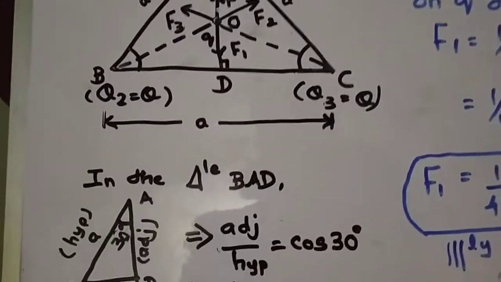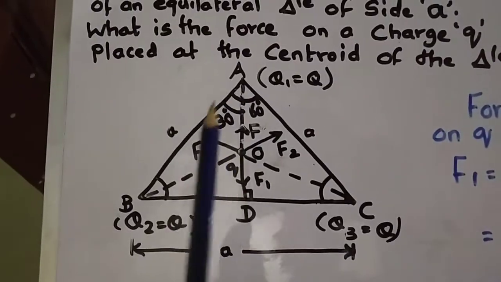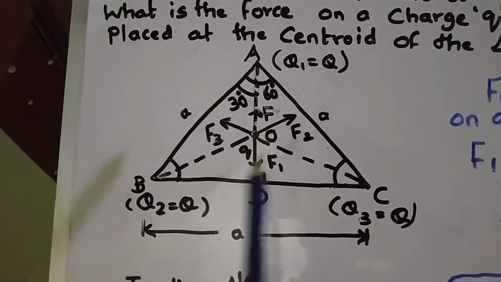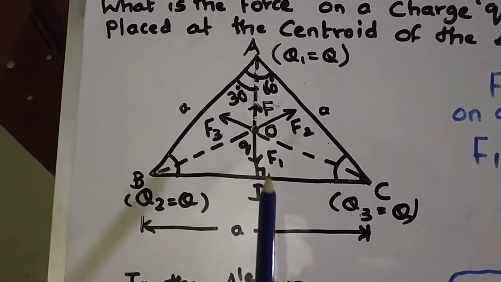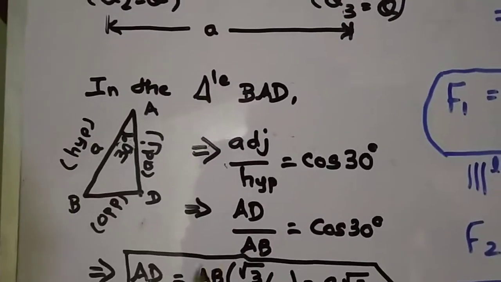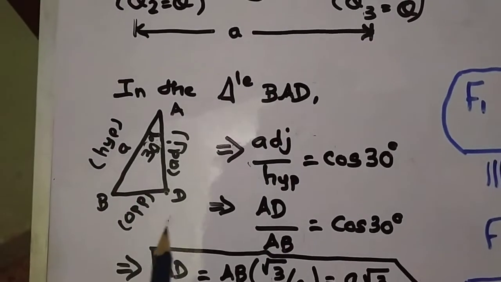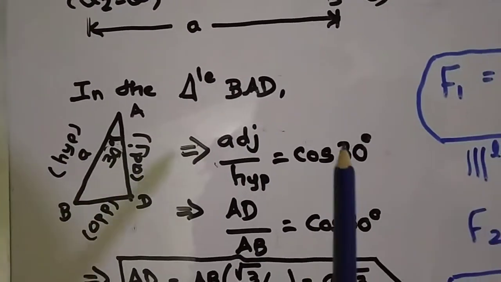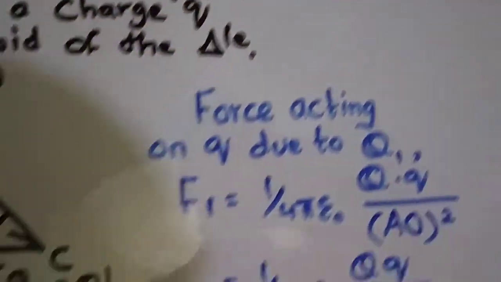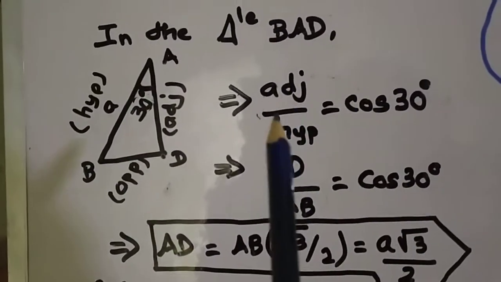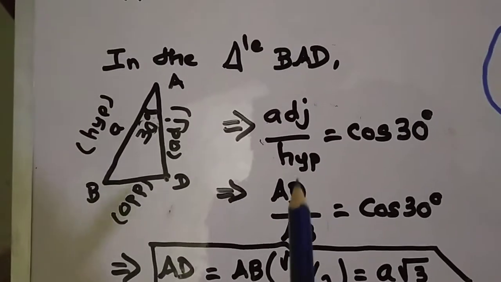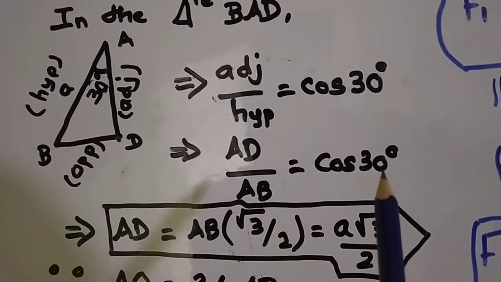Now, if we take the triangle BAD, we know that the angle of an equilateral triangle is 60 degrees. Since AD is the perpendicular from A, this angle will be equal to 30 degrees. So in the triangle BAD, adjacent by hypotenuse is equal to cos 30 degrees. And what is cos 30? Cos 30 is root 3 by 2. Here the adjacent side is AD and the hypotenuse is AB. So AD by AB is equal to cos 30 degrees.